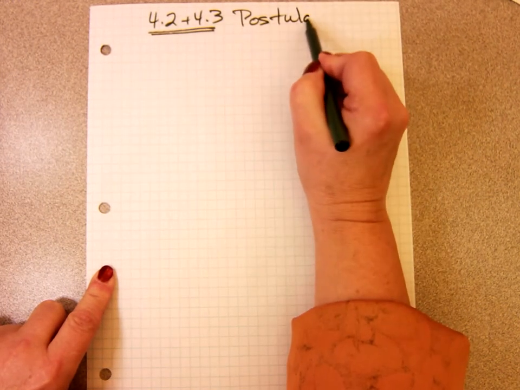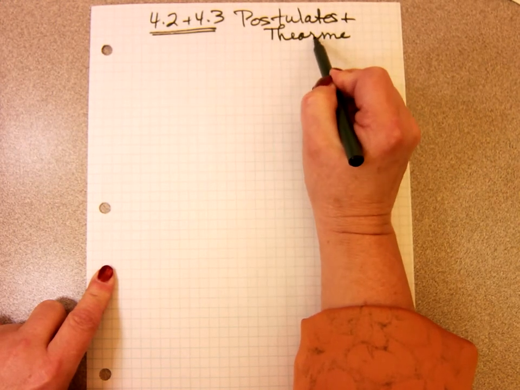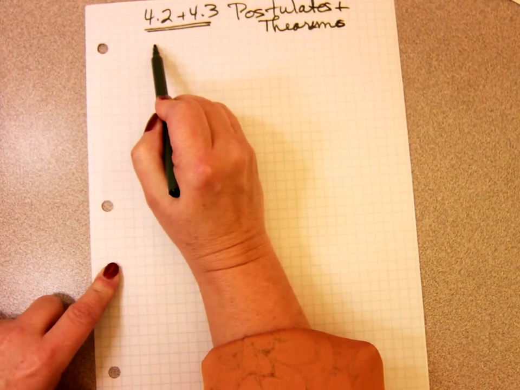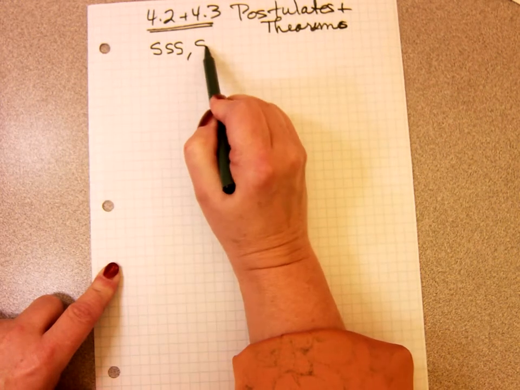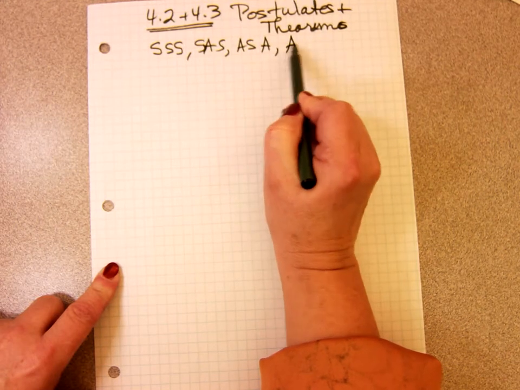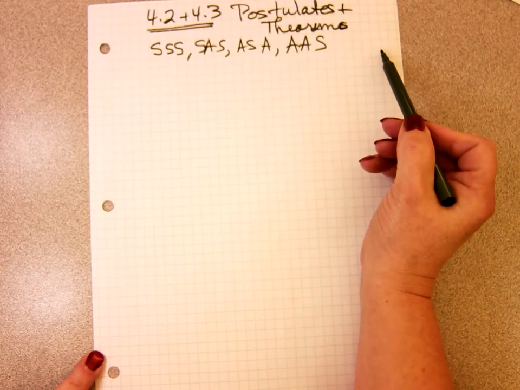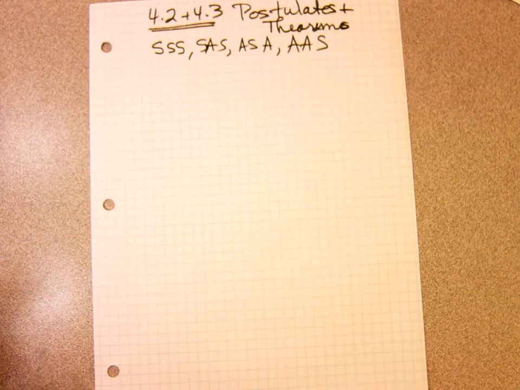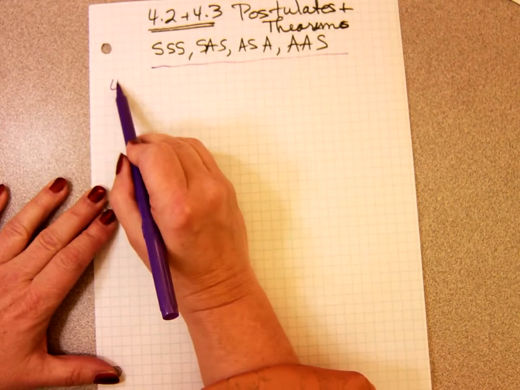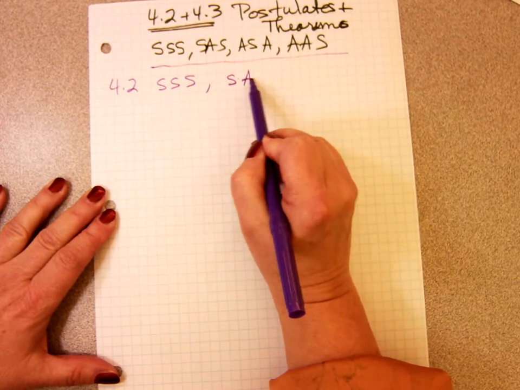Use postulates and theorems. And if you've had this class before, you might recognize these. They are side, side, side; side, angle, side; angle, side, angle; and angle, angle, side. We're going to use these postulates and theorems to prove triangles congruent. So, section 4.2, we're going to do the side, side, side, and side, angle, side.